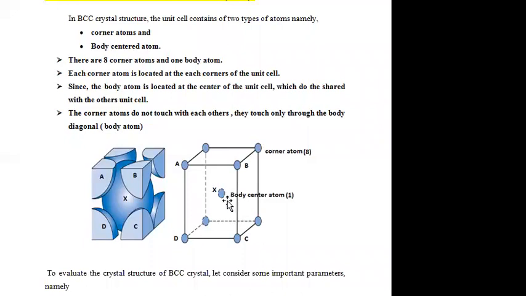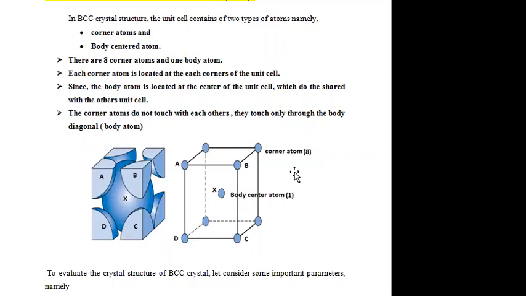This body-centered atom is located at the center of the unit cell, and it is not shared with other unit cells. Each corner atom does not share with the others, but the corner atoms are shared through the body atom. With this, we are going to start the parameters.